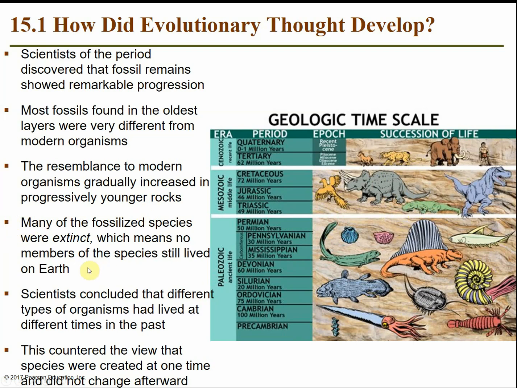So this also lends to the fact that species do change throughout time and are not fixed and unchanging. So we just concluded that these organisms had to have lived during different time periods in the past. So again, countered the view that species were created in one go round and then were fixed and unchanging afterward.